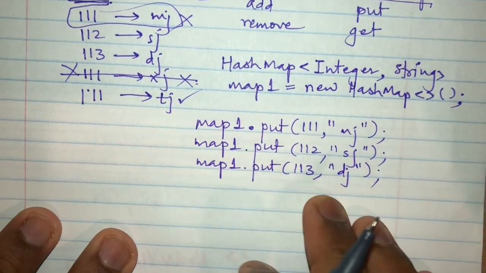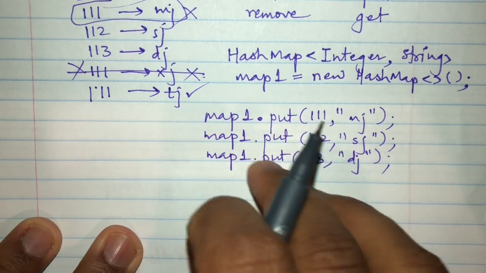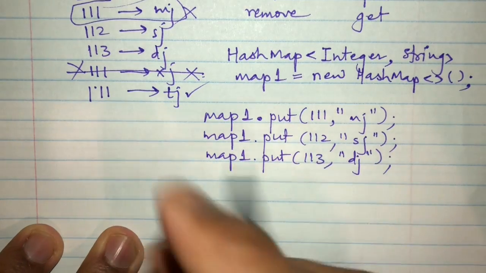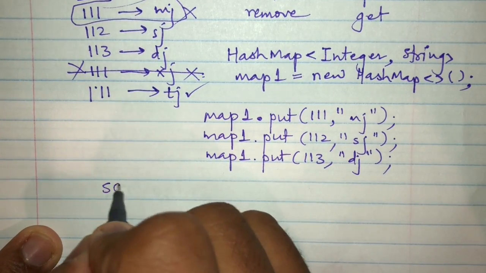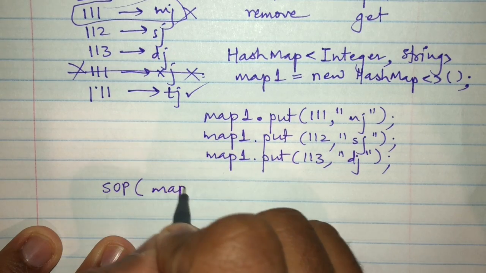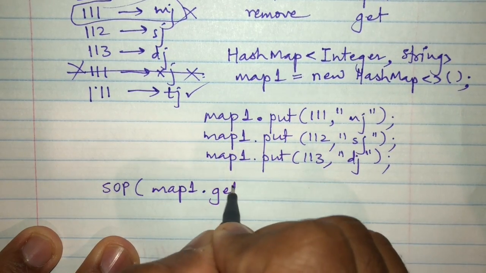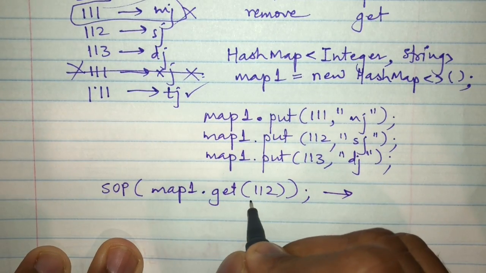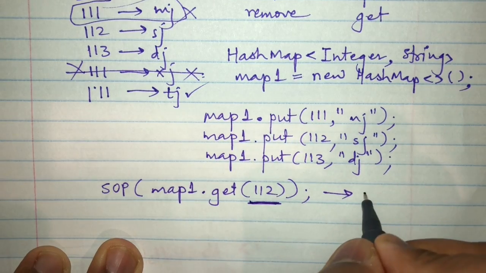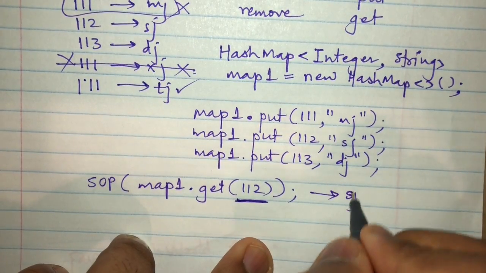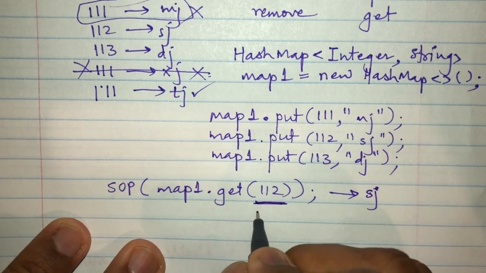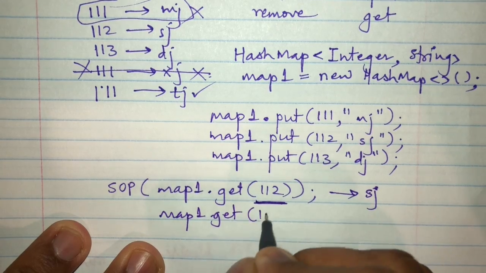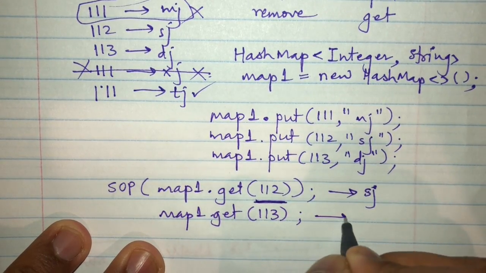The way you can extract a particular value based on a key is you can write System.out.println of map1.get of 112. Here I am telling it to give me the name of the person with SSN 112. The output of this command will be SJ. Similarly, if you do map1.get of 113, it will give me DJ.